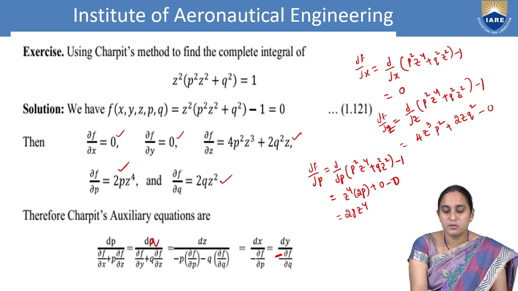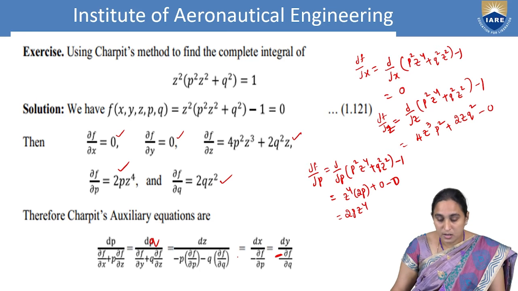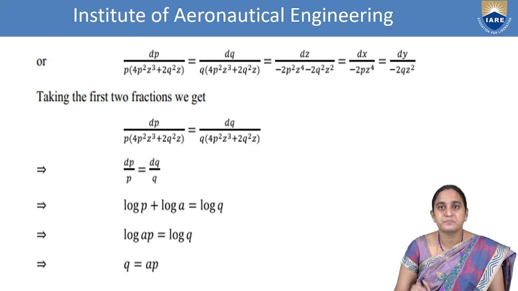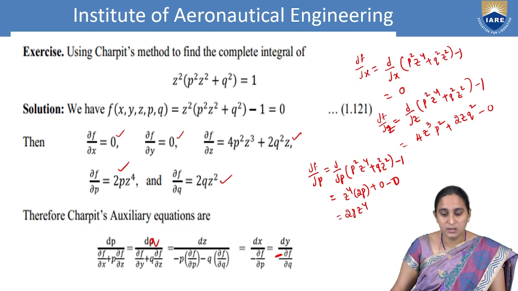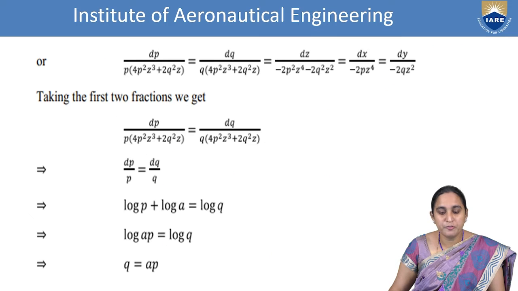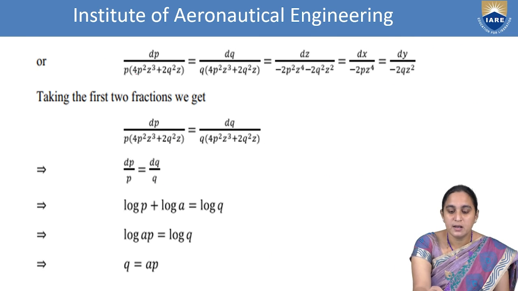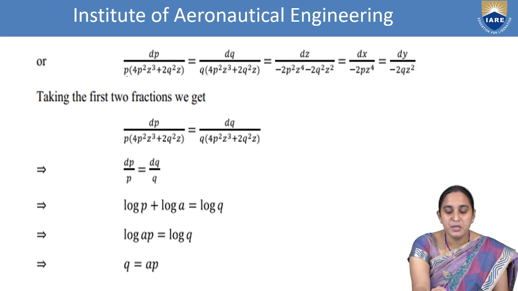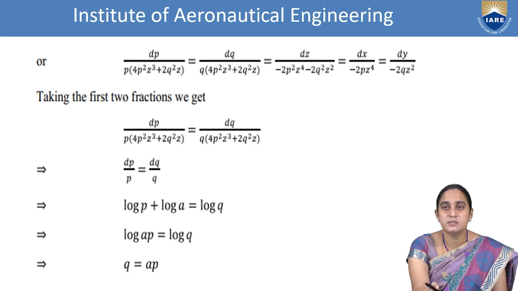Already we know all these values, and substitute here. That is dp by, after substituting all here, dou f by dou x is 0 and p into dou f by dou z. After substituting, dp by p into 4p square z cube plus 2q square z. That is the first term of the auxiliary equation.